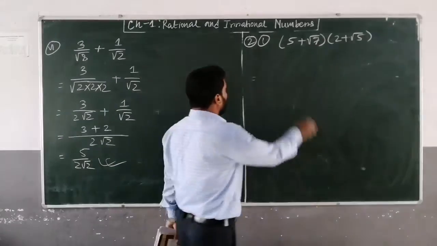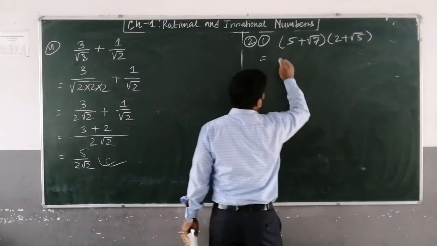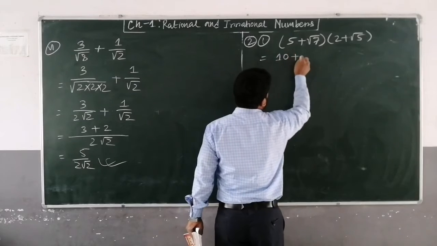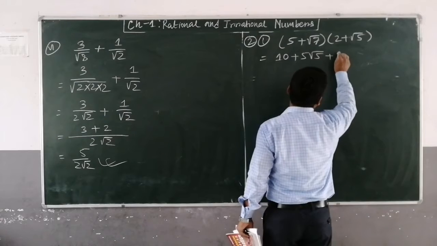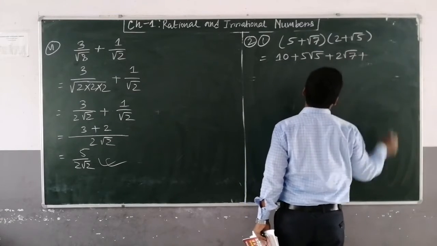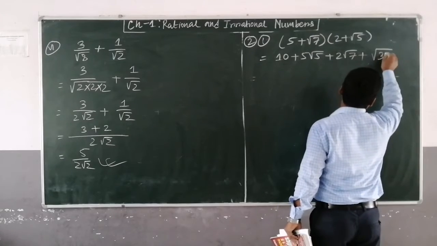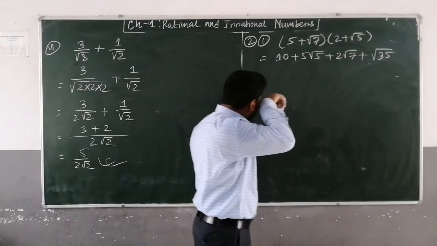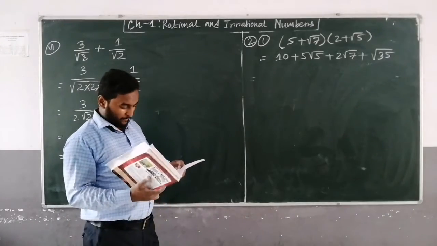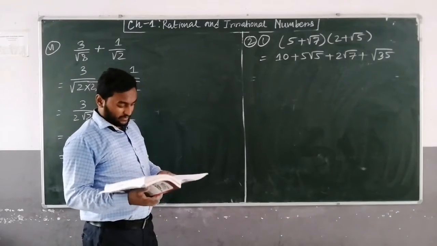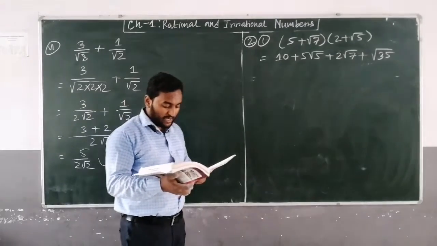Simply multiply them. So by 5 we will multiply this 2, and by root 7 multiply this 2. So by 5 it will be 10 plus 5 root 5 plus, by root 7, 2 root 7 plus root 5 into root 7, that will be under root 35. So this is the simplification, basically only multiplication, nothing else. Second part, try to solve at home. Very simple, a plus b into a minus b form. So a square minus b square formula you will apply.